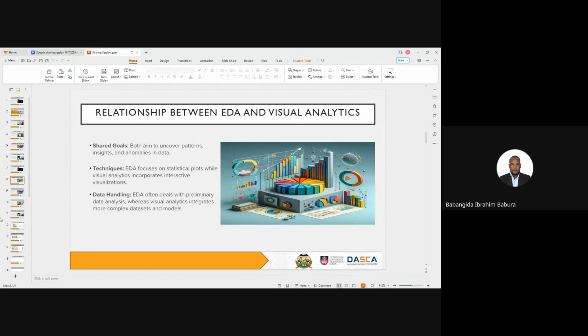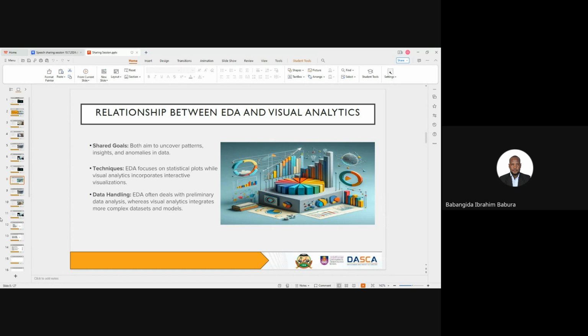Because of that difference in principle, EDA is meant for just simple things. In EDA, we don't combine multiple plots at a time. We just develop a plot from the data and make the analysis. Visual analytics is far beyond that, and it incorporates a lot of characteristics to explore the data. But all in all, the two fields have a very close relationship.